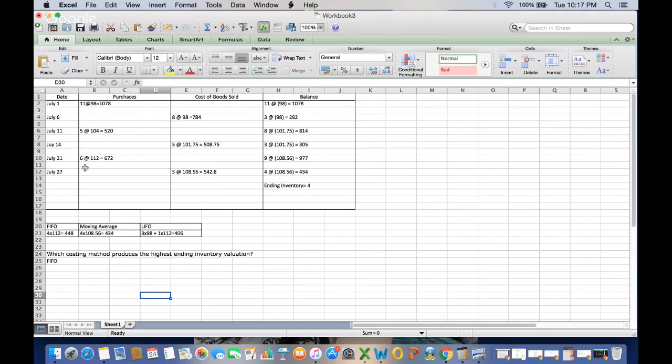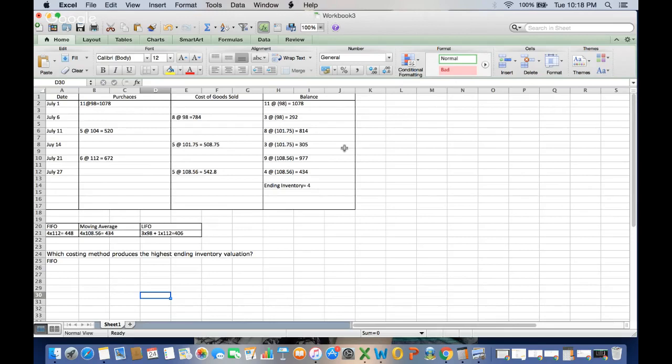On the 21st, we purchased 6 units, and this time at a higher cost of 112. So it's going to change again. We add that 6 to the 3 here, and then add that 672 to the 305, which is the 977, and that gave us the average cost of 108.56. And then when we sell them, it would still be that average, and that's all you needed for the first part. So these in the parentheses are the average costs. That's how I found it to be the easiest there.